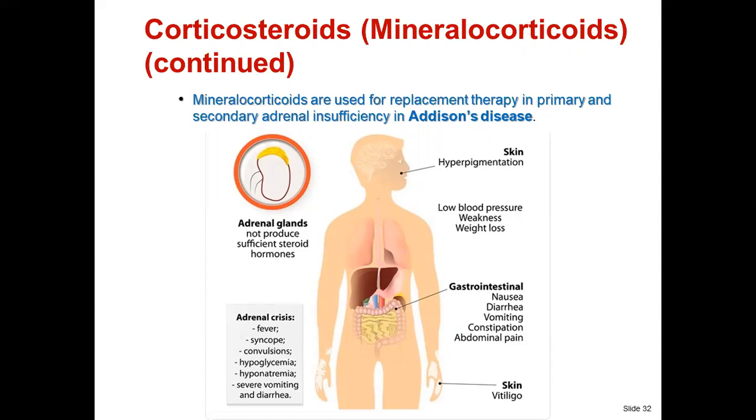So when there is an imbalance or hyposecretion, the normal function of all of the steroids will be impaired. Like they said, blood pressure will be low, weakness, weight loss, and gastrointestinal symptoms like nausea, diarrhea, vomiting, constipation, and abdominal pain. And also the integumentary system develops vitiligo.